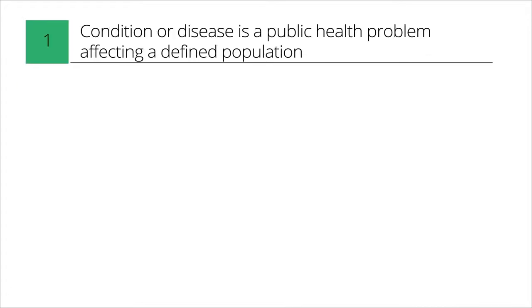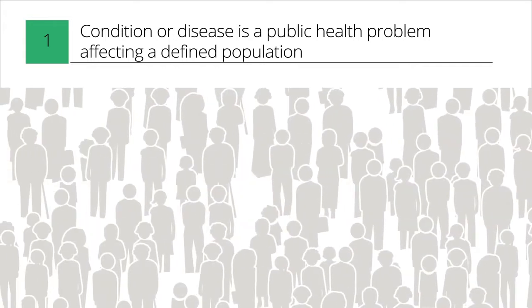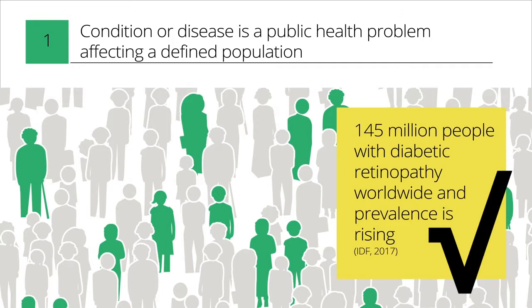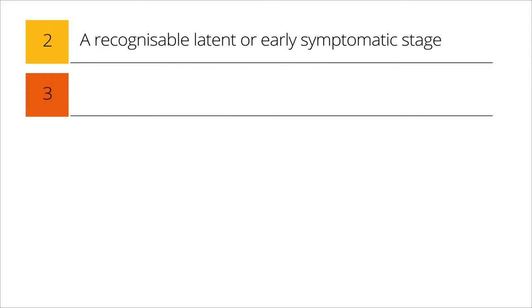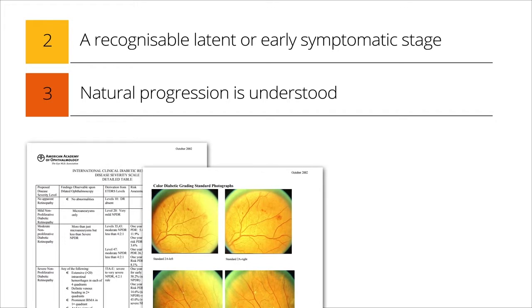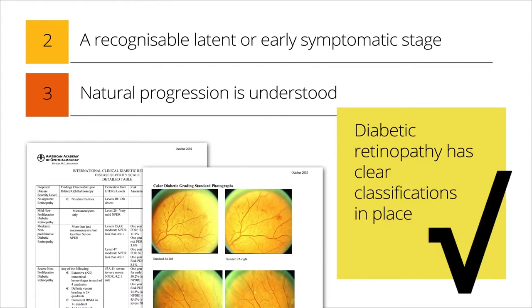If we examine diabetic retinopathy against Wilson and Jungner's criteria, we can see that epidemiological studies have shown that diabetic retinopathy is a public health problem, with a rising prevalence due to the increasing number of people with diabetes. The natural course of diabetic retinopathy progression is well understood. It has a clear, latent early stage that can be adequately identified on examination and classified into background and even pre-proliferative retinal changes. So diabetic retinopathy meets Wilson and Jungner's second and third criteria for screening.